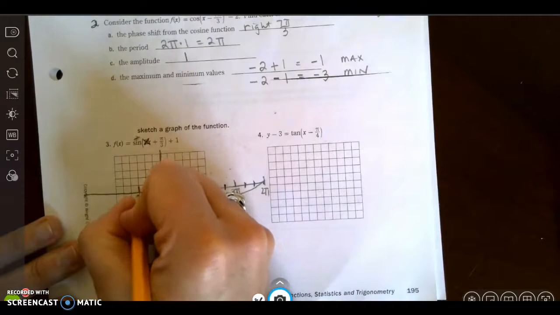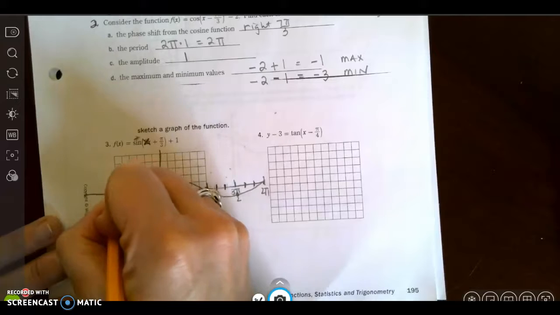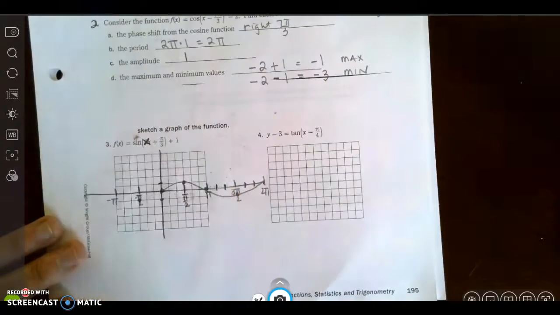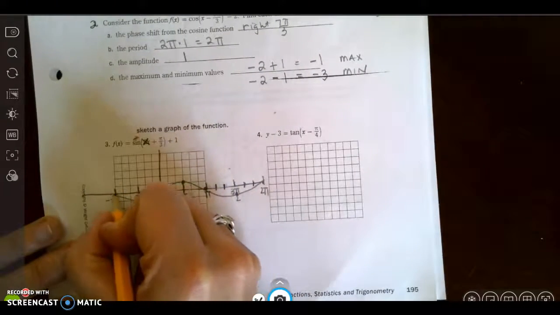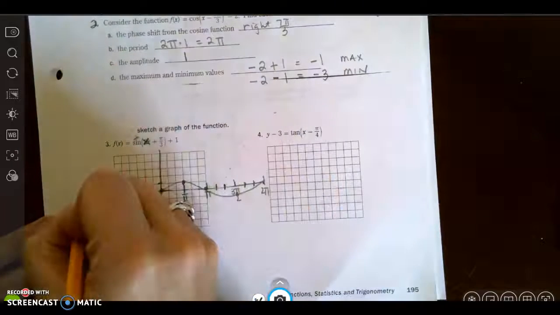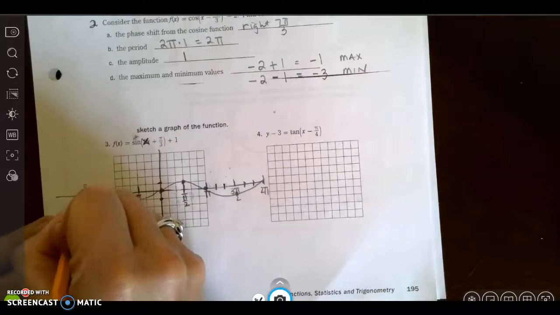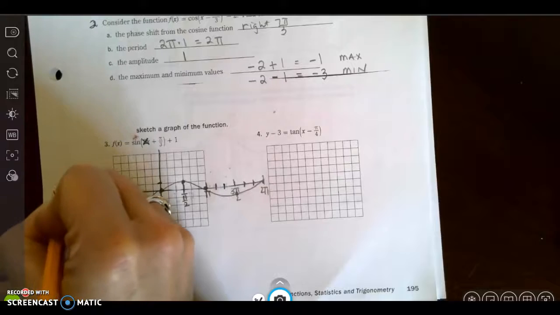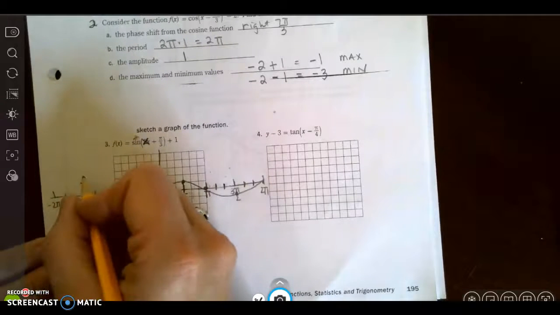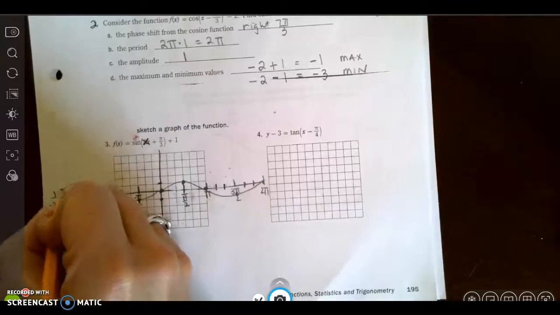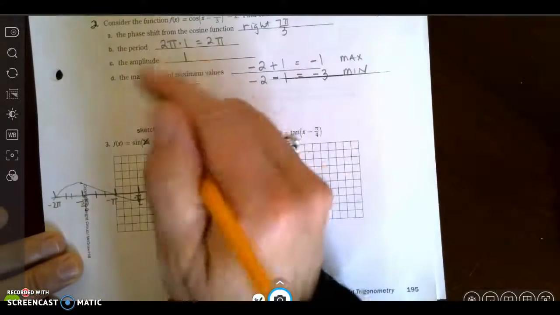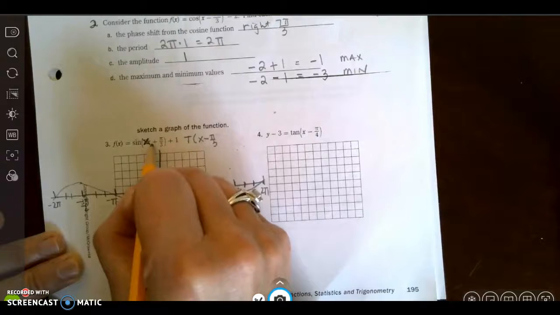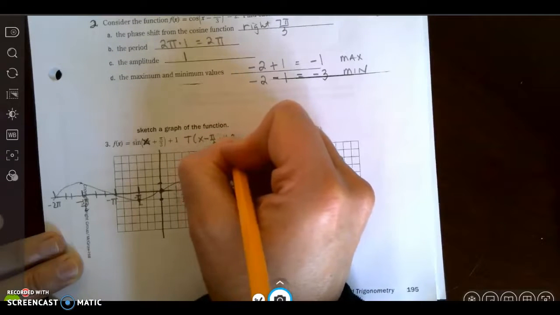I'll do the same thing this way, pi over 2, like that. And for my translation rule, I should keep going here. This would be negative 3 pi over 2, and this would be negative 2 pi. So there's my sine curve. According to my translation rule, I'm going to be going to the left pi over 3 because it's the opposite of what it is in the equation, and I'm going to be going up 1.